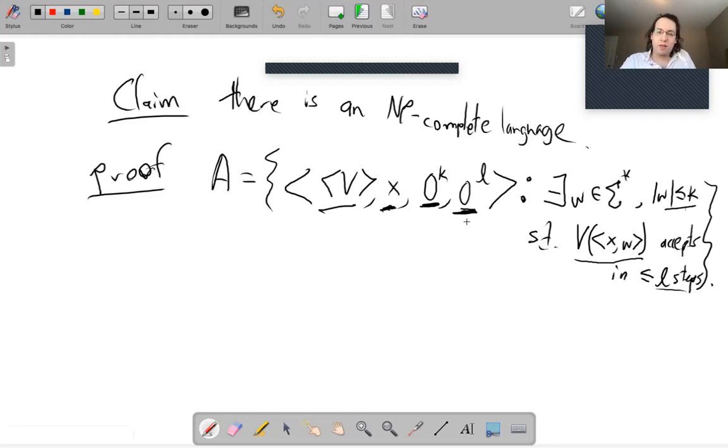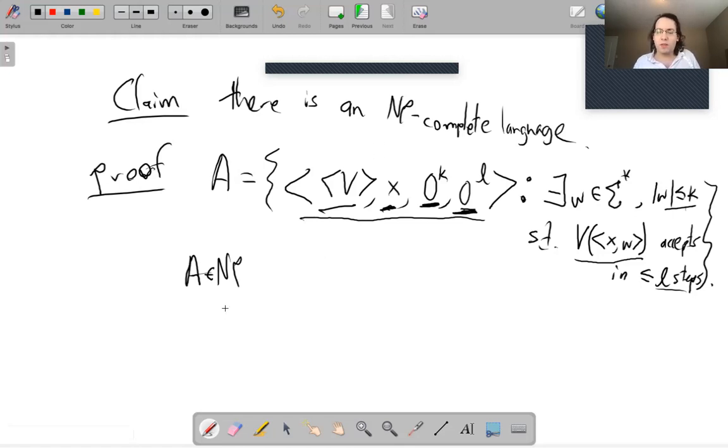So A is a set of tuples. It's a language, so it's a set of tuples for which all of that holds. But deciding whether a tuple is in A really means deciding whether there's a witness that causes V to accept X within the budgets. Okay, so we can define A to be this, and then first of all, we claim that A is going to be in NP. Why is A in NP? That's one of the conditions we need to show for NP completeness, right? So why is A in NP?